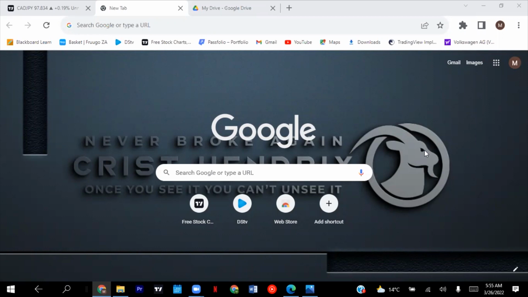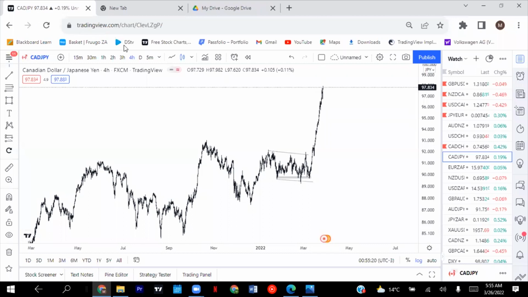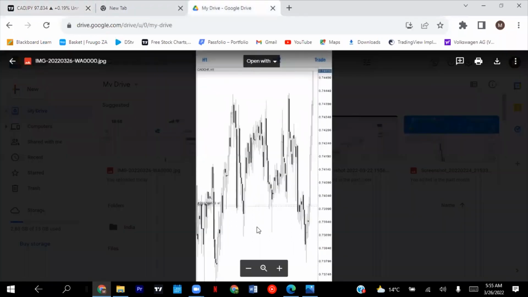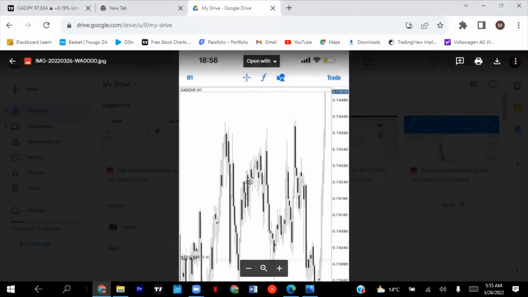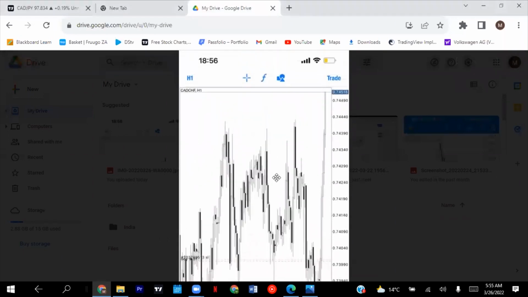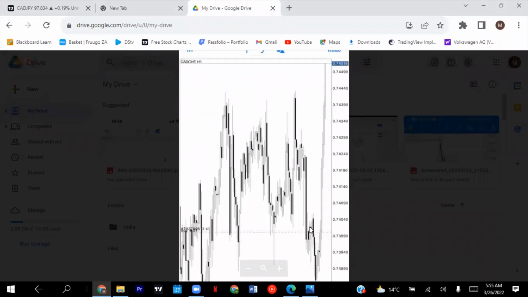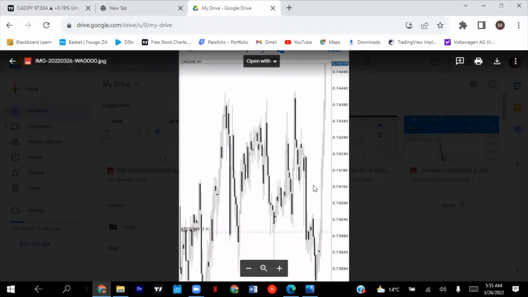Now let's get into it. I'll be showing you guys a trade that I recently took. So I'll just jump into my Google Drive. I was trading Canadian dollar against the Swiss franc. As you can see, the price was bullish, very bullish. It just had this huge bullish movement to the upside.